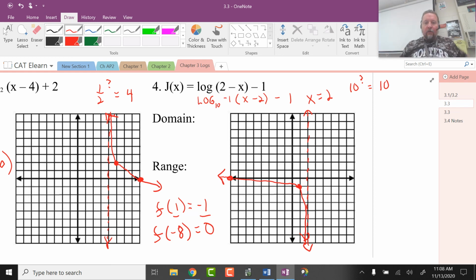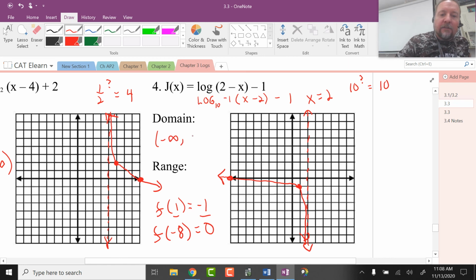All right, and then the domain. What is the domain, Lindsay? This one's a little different. And then the 2 is a parenthesis. And then what's the range still, though? Okay.